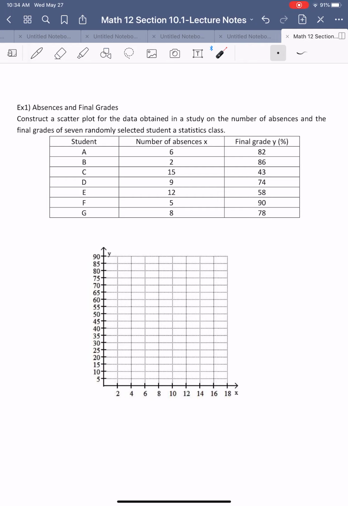As you notice, the students who have fewer absences, like 2 or 5, got an 86 and a 90 percent. But the students who had the most absences, like 15 and 12, got 43 and 58. So I think there's some relationship, but let's see what kind of graph we get. We're going to plot it. X is the number of absences, and the vertical axis is the final grades.